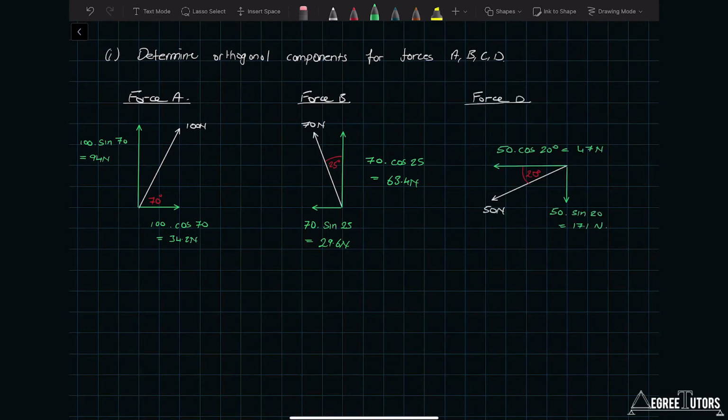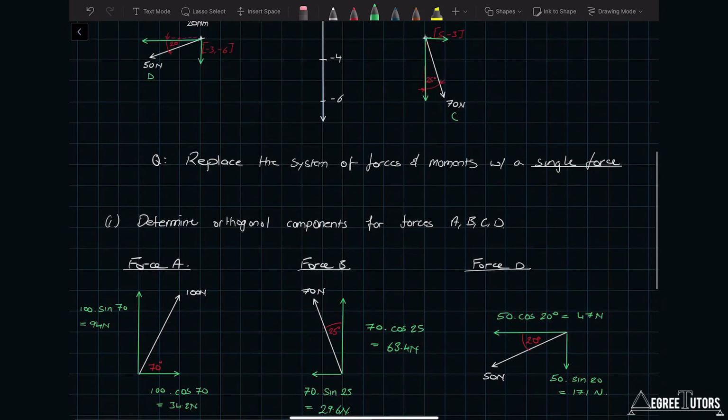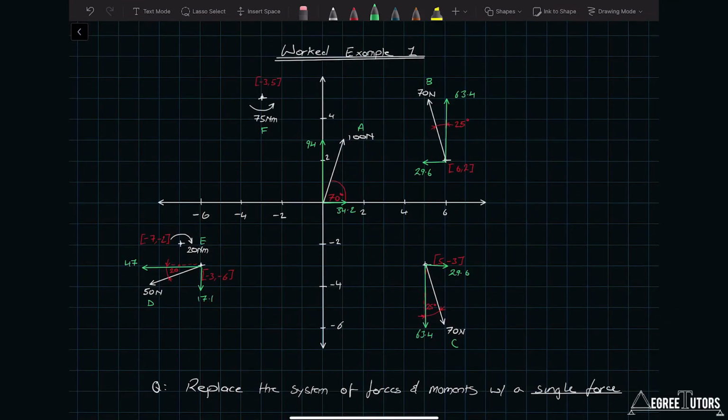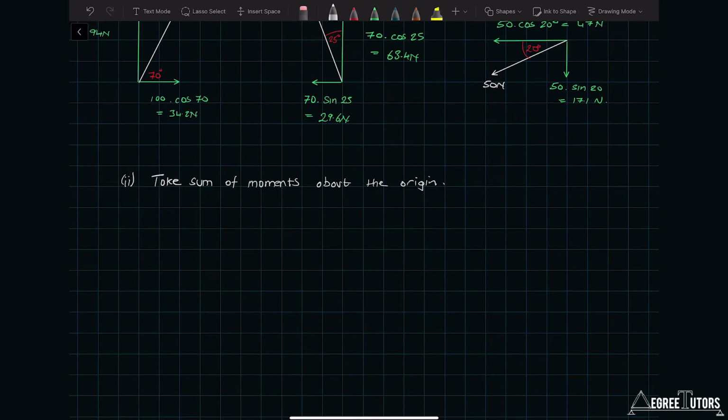Now that we've worked out our components, let's draw them onto our main diagram. And let's not forget that we have a moment at E and a moment at F. So we're going to have to take those into account as well. Let's start off by evaluating the sum of the moments, so working out the moment effect of all of these forces and moments, about the origin. We'll say the sum of the moments about the origin is equal to, and again I haven't stated it here, but the sign convention is that clockwise moments are positive.